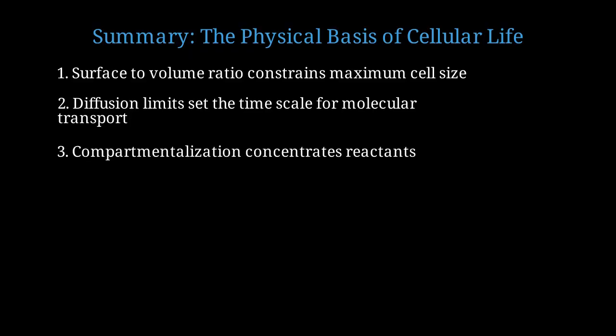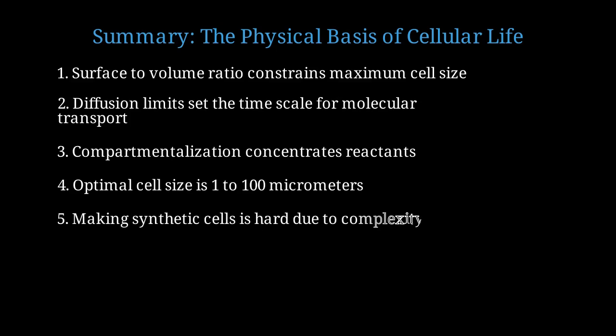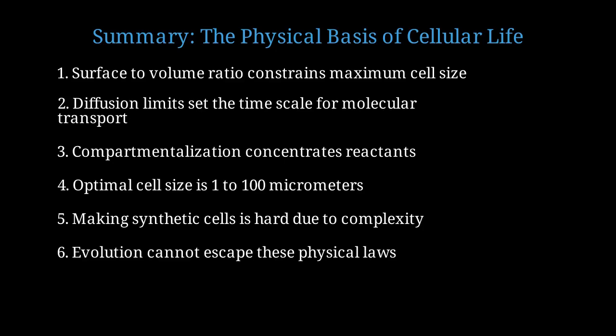Third, compartmentalization into cells concentrates reactants, making biochemical reactions feasible. Fourth, these constraints lead to an optimal cell size range of about 1 to 100 micrometers for most organisms. Fifth, creating synthetic cells is incredibly difficult because even minimal life requires hundreds of components working together. And finally, evolution cannot escape these physical laws. Any life form in the universe would likely face similar constraints and solutions.